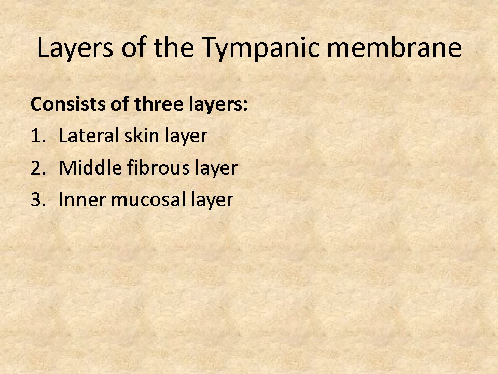What are the layers of the tympanic membrane? It consists of 3 layers. Outermost layer, or the lateral skin layer, that's continuous with the skin lining of the external auditory canal. The middle fibrous layer, as we previously said, is well developed in the pars tensa and it's absent in the pars flaccida. The handle of malleus is embedded in the middle fibrous layer. Then the third layer is the inner mucosal layer, which is a continuation of the mucosal lining of the middle ear.